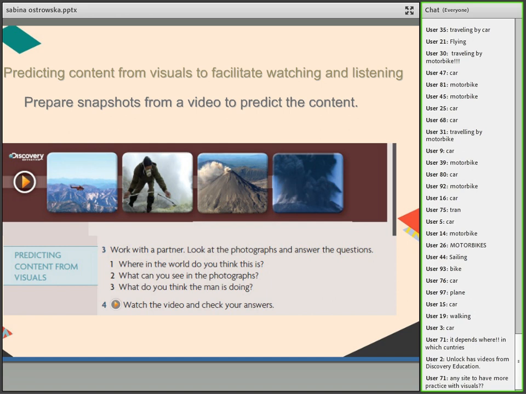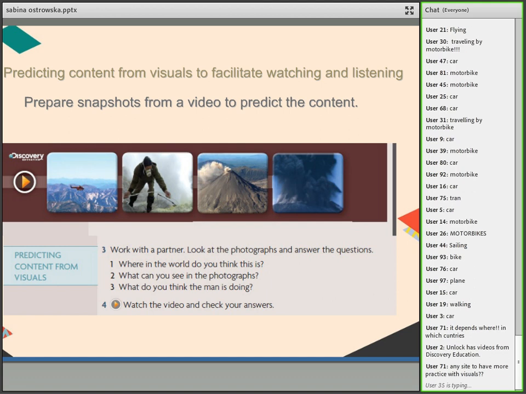So it's very important to try to see how much students already know about this topic, and have students tell others about it, and elicit as much vocabulary and as much background knowledge as we can about it.